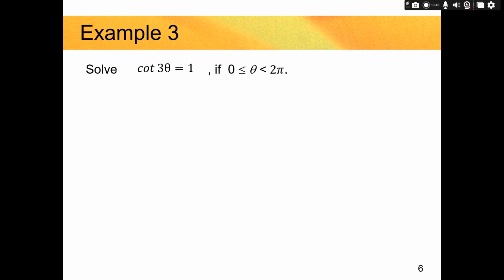All right, let's go with it. Cotangent 2. Oh, no, 3 theta now. First things first, cotangent is not on our note sheet. So here's what we're gonna do. Cotangent 3 theta is equal to 1.